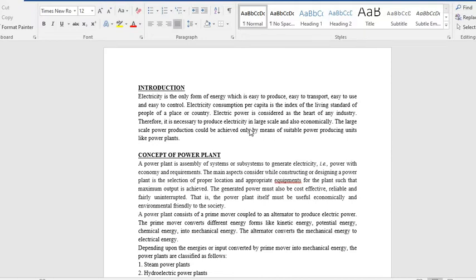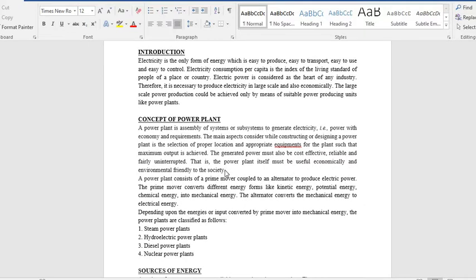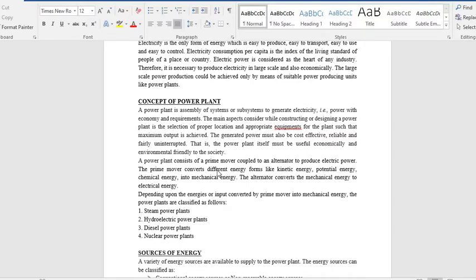Therefore, it is required to produce electricity on a large scale and also economically. For that, we make use of power producing units like power plants. The main aspects of a power plant are that we have to select the proper location, then the appropriate equipment, such that maximum output can be achieved. The power generated must be cost effective, reliable and fairly uninterrupted. That is, the power plant itself must be economically useful and environment friendly to society.